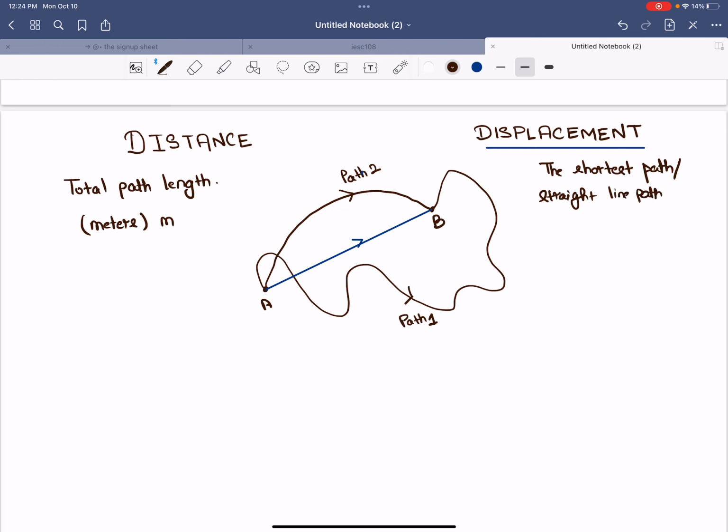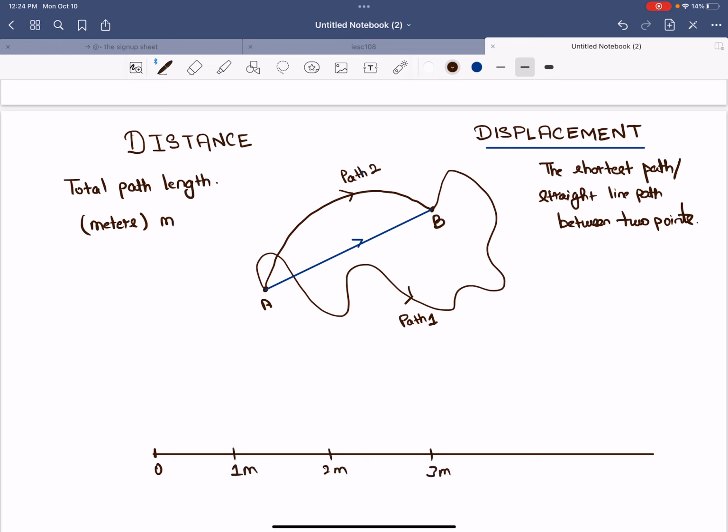Straight line path between 2 points. So let's do a quick example, and that will make way more sense about what I mean by all this. Let's just say this is your number line or your road. Start from 0. Let's just say this is 1 meter, 2 meters, 3 meters, 4 meters, and 5 meters. And let's just say you are here.